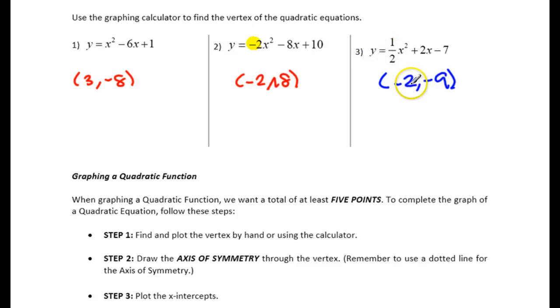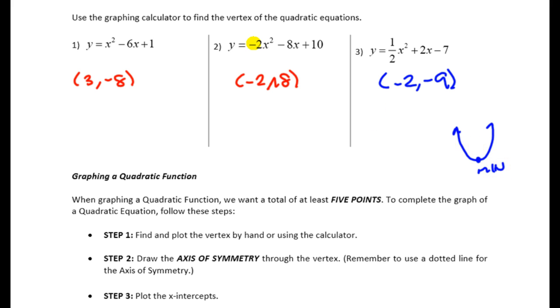Alright, so for number 3, your vertex should have been at -2, -9. Because the a is positive, your parabola should have opened up like this. Therefore, our vertex is down here. It's the lowest. You should have chosen minimum. Left point, right point. Okay?